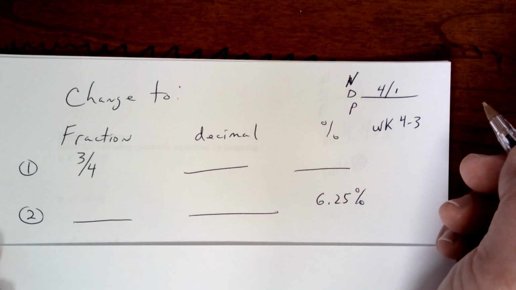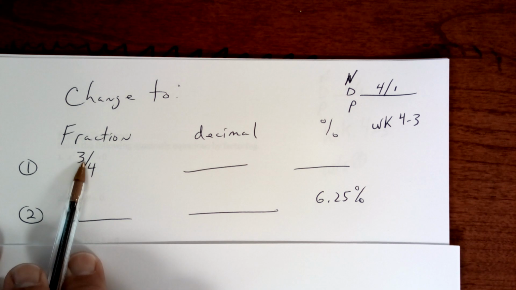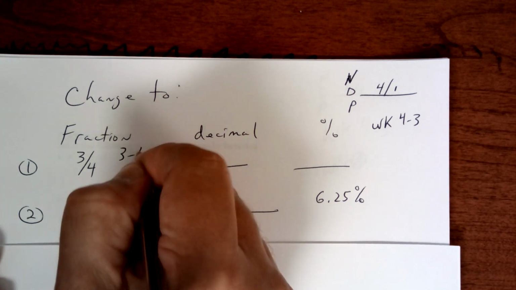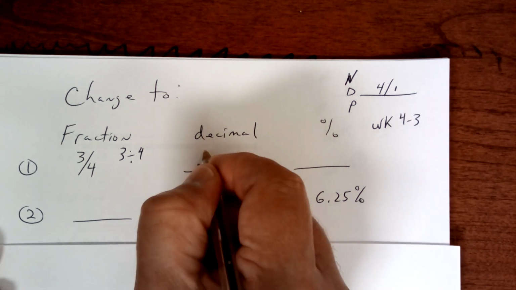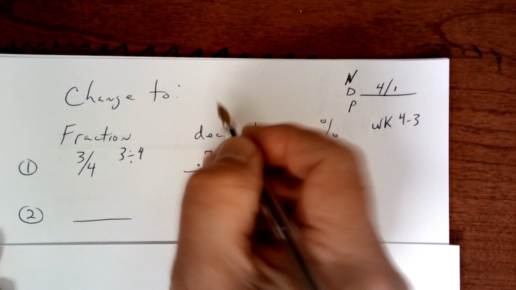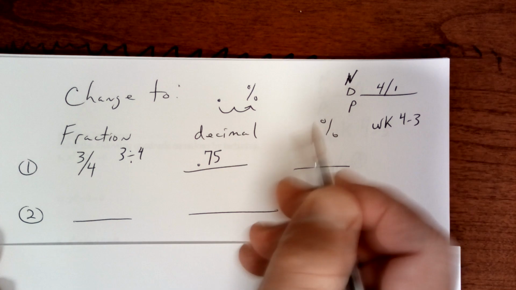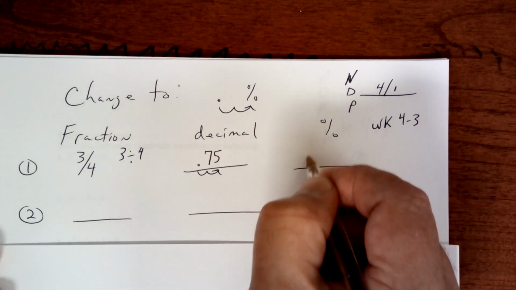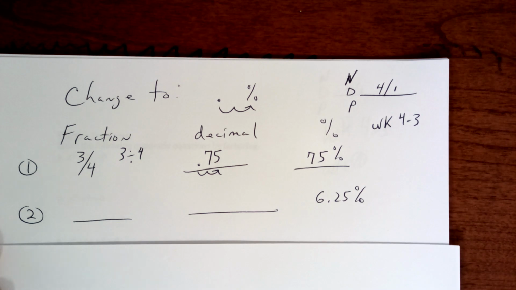Here we go. So to change this to a decimal, you take your top number, divide it by your bottom number, and when you do that, you get 0.75. To change it to a percent, you're going to use this little chart here, and you're going to go always two places. So it's 75%. Okay? 3 out of 4 is 75%.